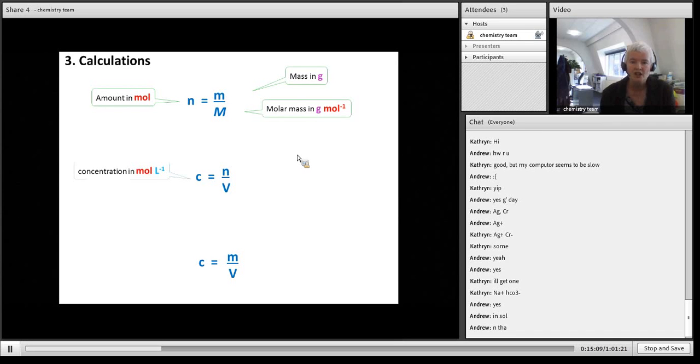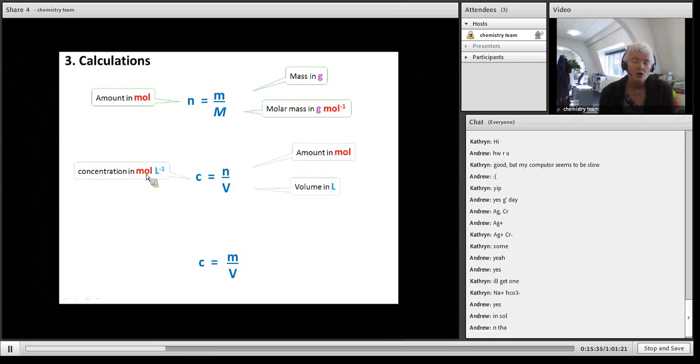So concentration is the amount in mole divided by the volume in liters. So if you are given milliliters, you must convert milliliters to liters. That's really important, otherwise you're going to go wrong, because this is moles per liter, it's not moles per milliliter. So remember, moles per liter must be the same thing on this side, moles per liter.